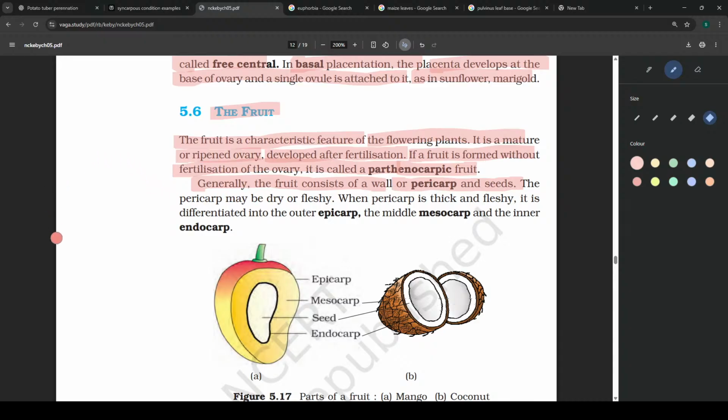Basically, they are saying that fruit is a characteristic feature of the flowering plants. It is a mature or ripened ovary. A true fruit is generally formed from the ovary. Normally the fruit is formed after fertilization. But if the fruit is formed without fertilization, then it is called a parthenocarpic fruit. Generally, the fruit consists of a wall or pericarp and seeds. The pericarp may be dry or fleshy. When a pericarp is thick and fleshy, it is differentiated into an outer epicarp, the middle mesocarp, and the inner endocarp.